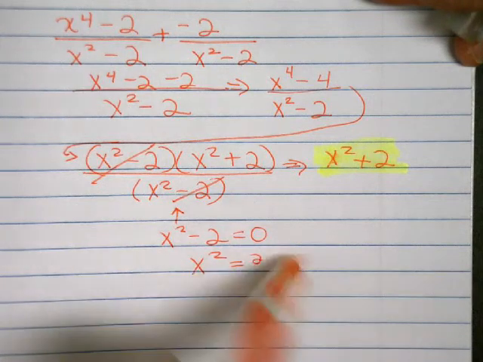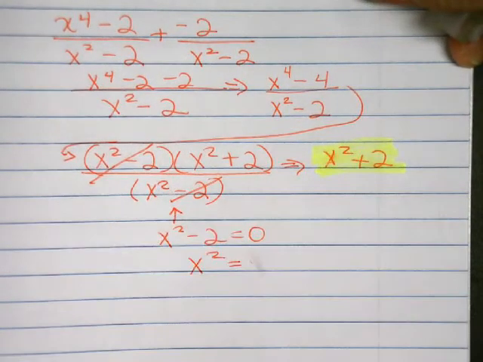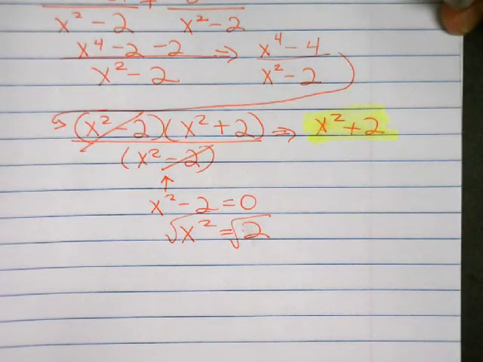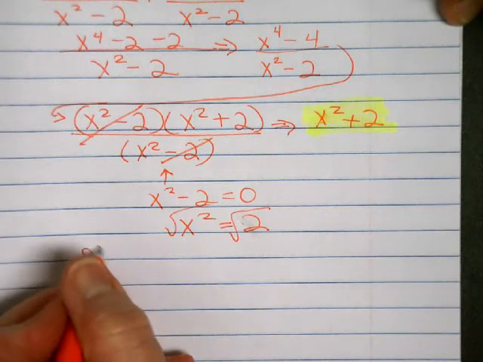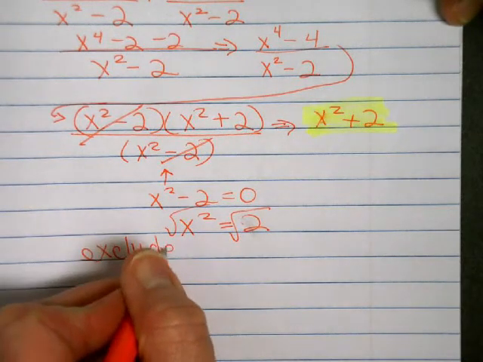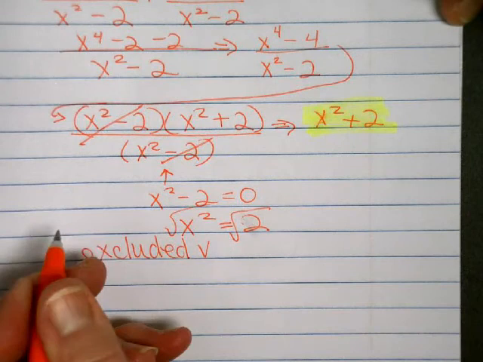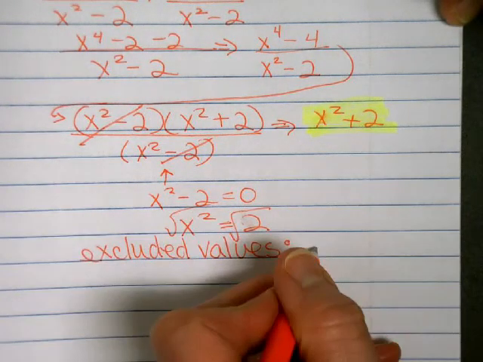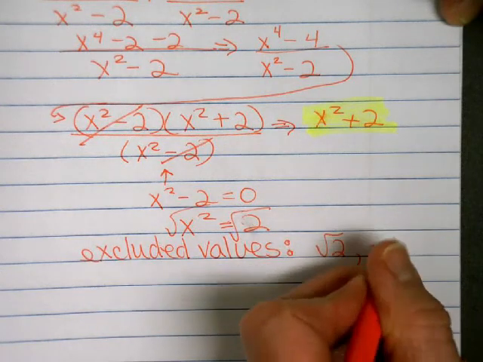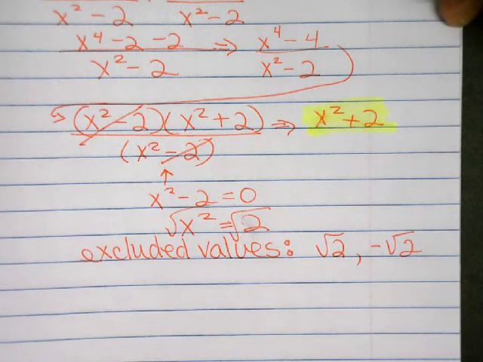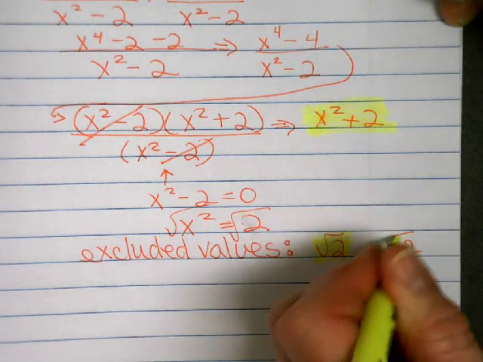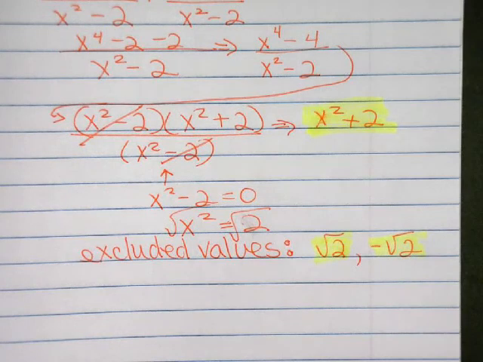But my excluded value comes from the original denominator. So if I set this x squared minus 2 equal to 0, x squared is 2. Almost got it. Take the square root of both sides. There are 2 blanks for the excluded values, and they can be irrational numbers. They just can't be imaginary. Positive square root of 2 and negative square root of 2.